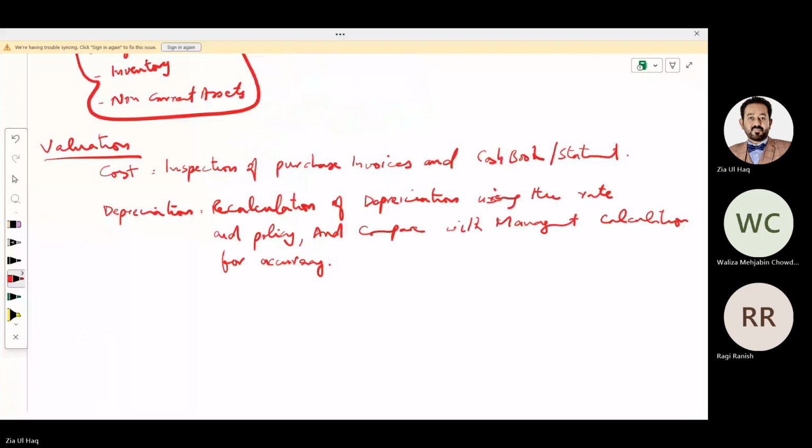Otherwise, for 2 marks, how can we verify valuation? We can verify cost and depreciation. Now, regarding the completeness assertion, how can we verify completeness?